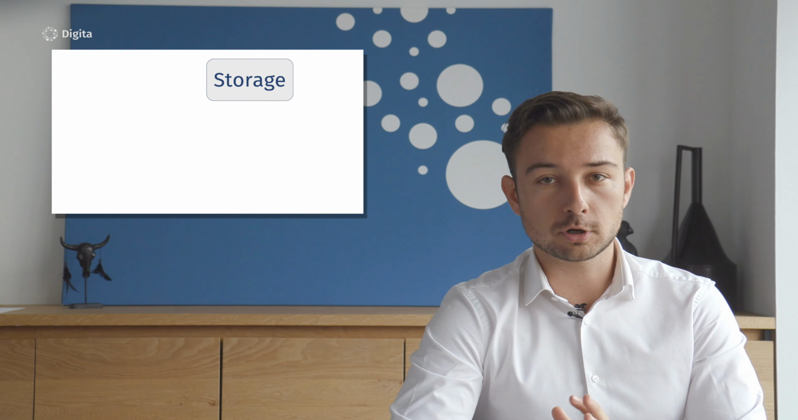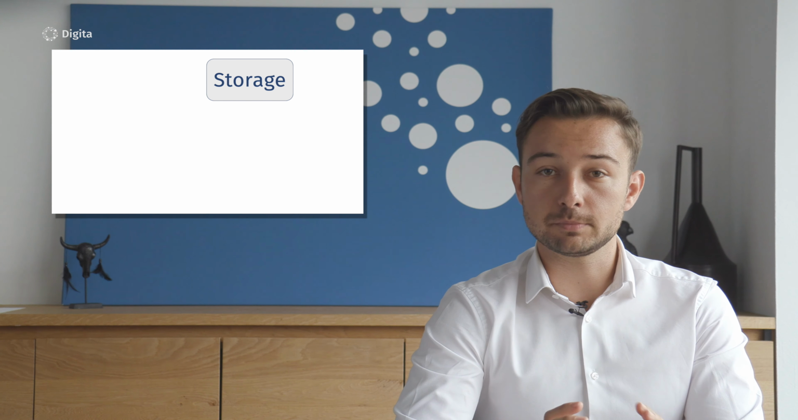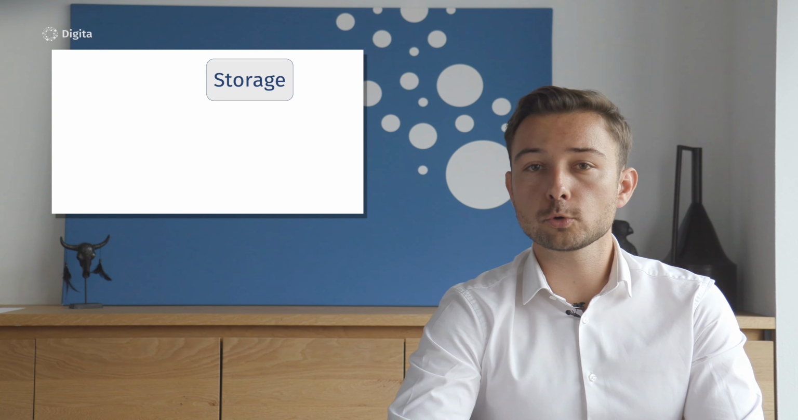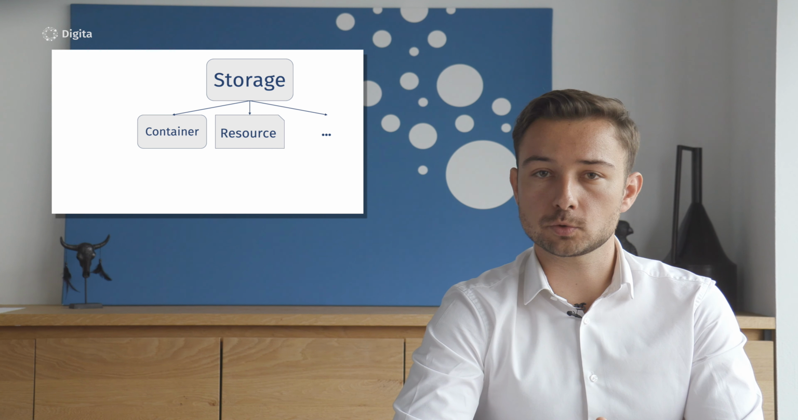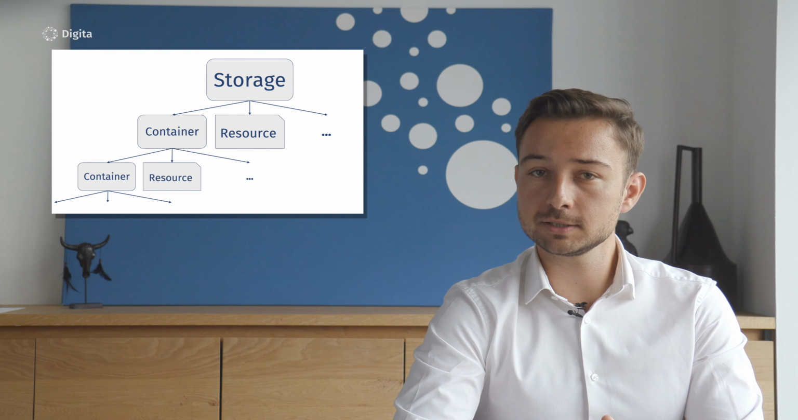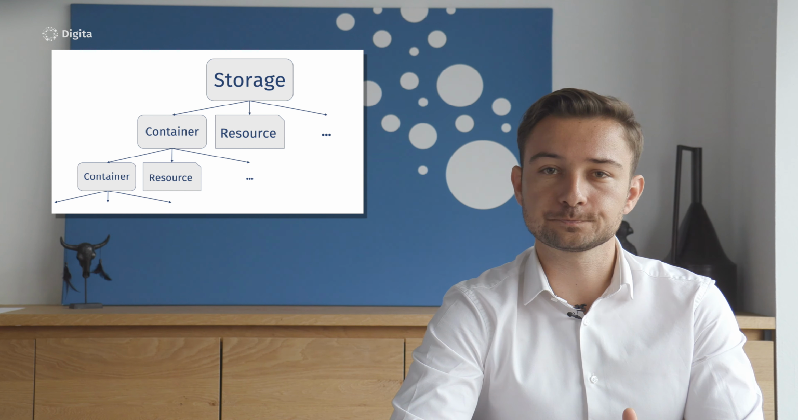Root-level containers are called storages. So the complete hierarchy within a pod can be described using one or more storages, each containing one or more containers and resources, and each container again containing one or more nested containers and resources.